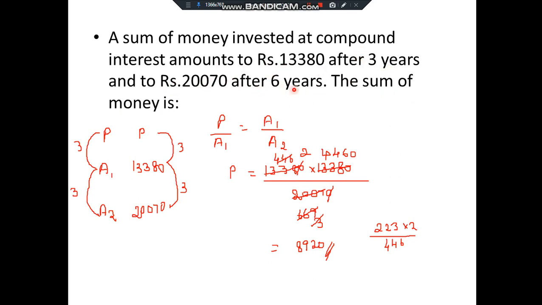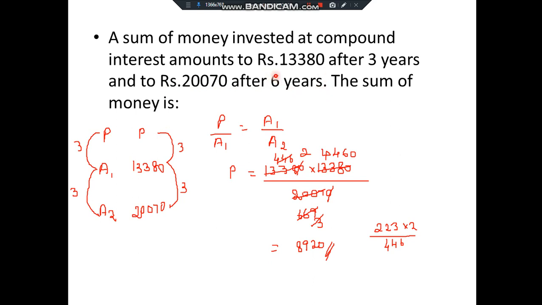Okay. First, you write down all the information that is given. Write it down like this: P, A1, A2, and the difference in the number of years is 3. Listen to this very carefully. And to rupees 20,000 after 6 years means a total of 6 years.